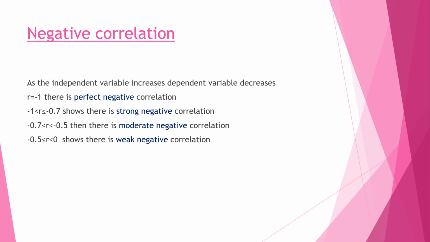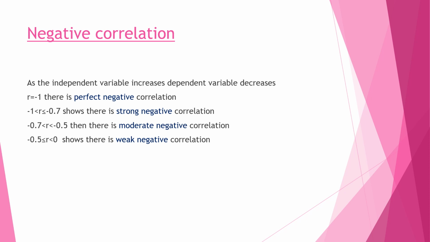Also, when r lies between -0.7 and -0.5, there is a moderate negative correlation. And lastly, we can say when the r value is between -0.5 and 0, the relation is a weak negative correlation. So this is all about negative correlation.